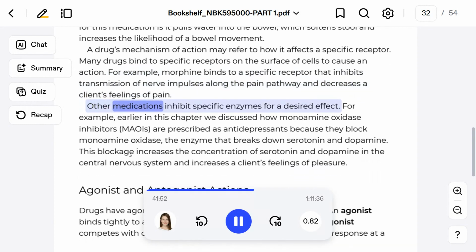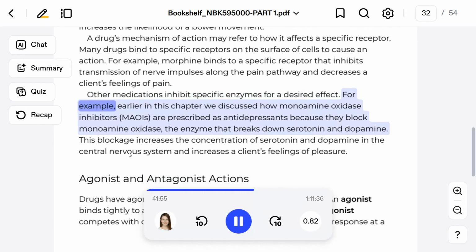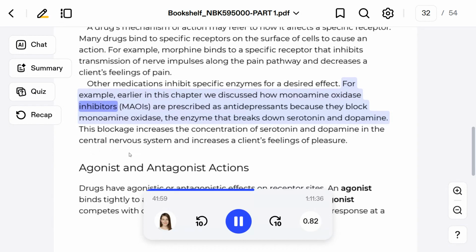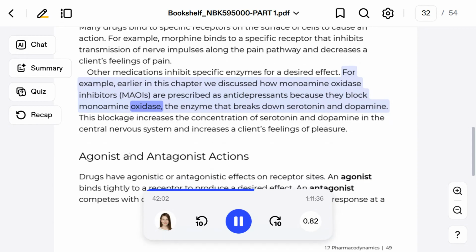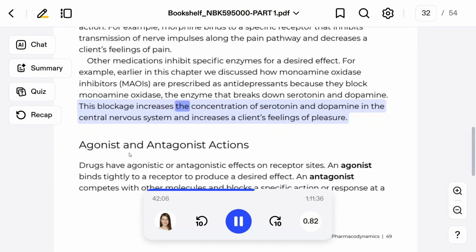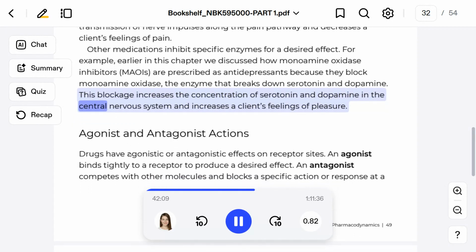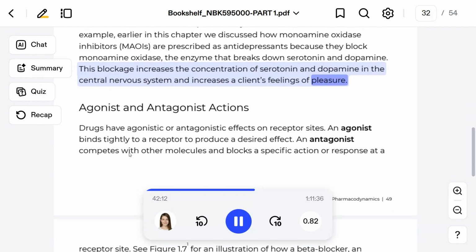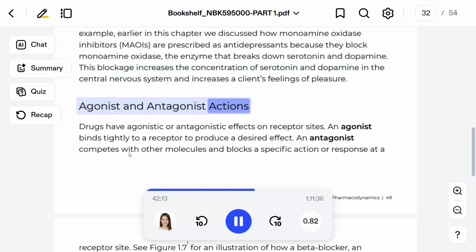Other medications inhibit specific enzymes for a desired effect. For example, earlier in this chapter, we discussed how monoamine oxidase inhibitors are prescribed as antidepressants because they block monoamine oxidase, the enzyme that breaks down serotonin and dopamine. This blockage increases the concentration of serotonin and dopamine in the central nervous system and increases a client's feelings of pleasure.